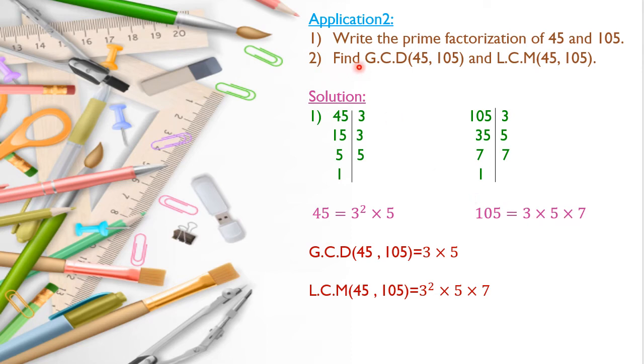طالبين مني ببارت 2 الجي سي دي لل 45 وال 105 وال LCM لل 45 وال 105. نبلش بالجي سي دي. مثل ما قلنا بالجي سي دي بناخد بس الأرقام الكومون، الأرقام اللي موجودين بالاثنين بال 45 وبال 105. بنطلع هون عندي بال 45 عندي 3 و 5، بال 105 كمان عندي 3 وال 5، فباخد الأشياء الكومون يلي هن ال 3 وال 5. صار عندي 3 times 5.